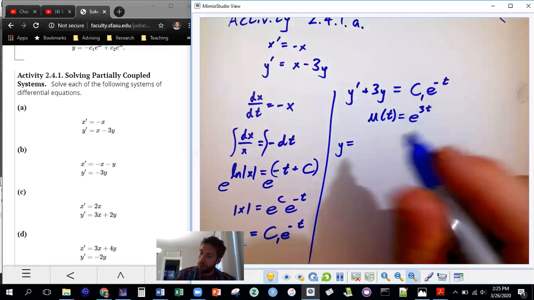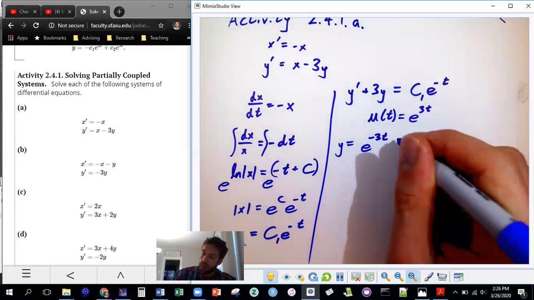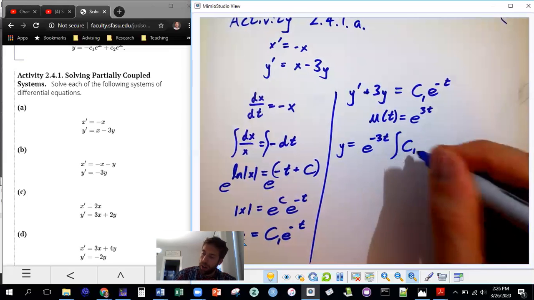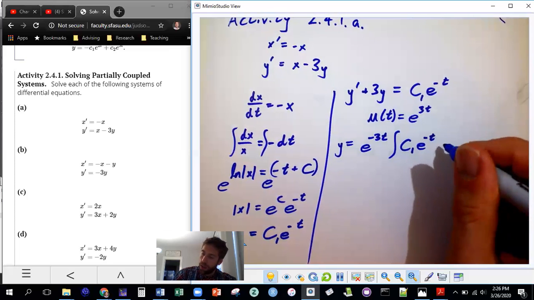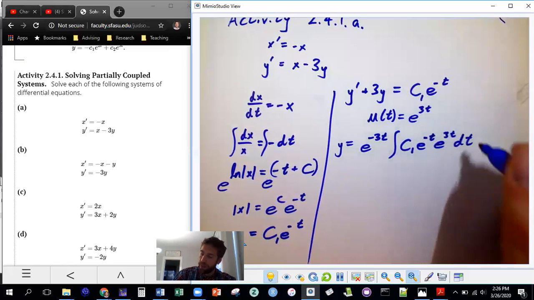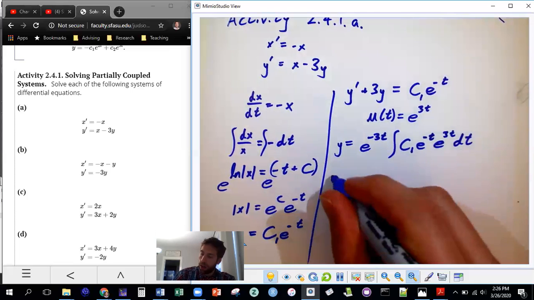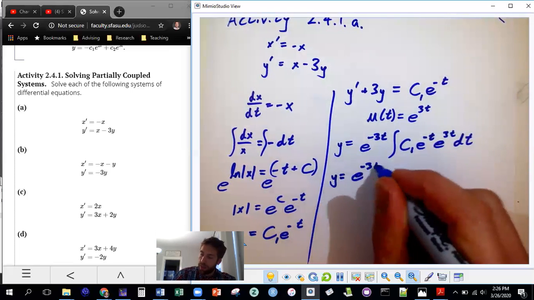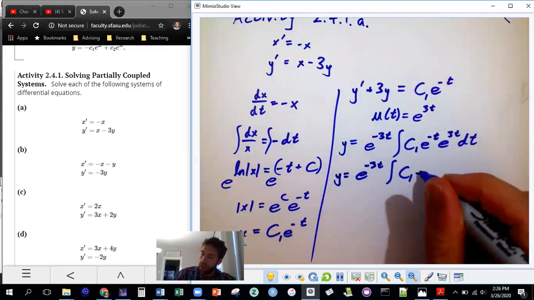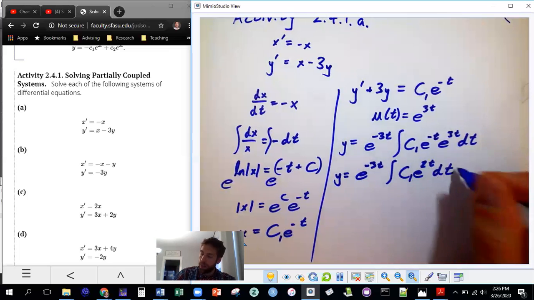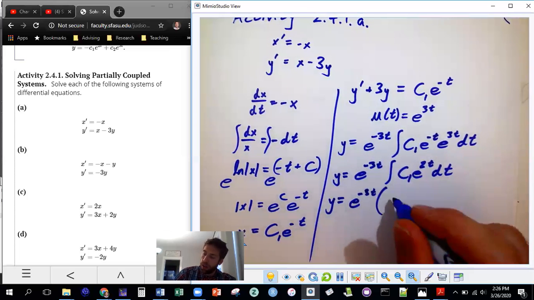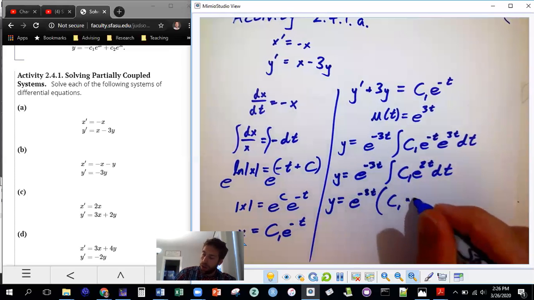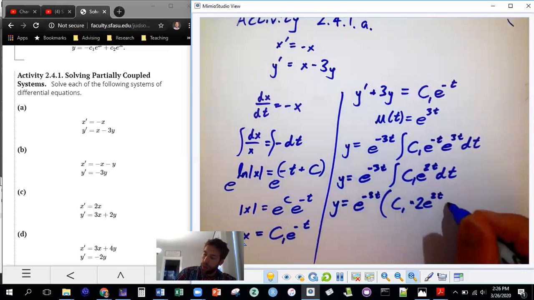So there's the integrating factor, so then y equals e to the negative 3t times the integral of c1 e to the negative t e to the 3t, which of course is e to the 2t. Let's rewrite that. y equals e to the negative 3t times the integral of c1 e to the 2t dt. Okay, let's integrate. So y equals e to the negative 3t times the quantity c1 times one half e to the 2t plus a constant, which I will call c2.